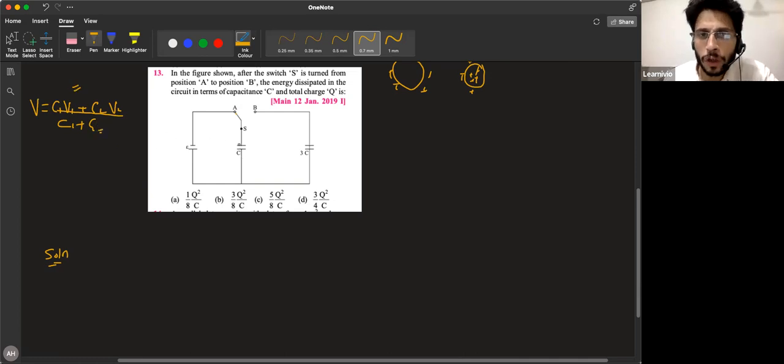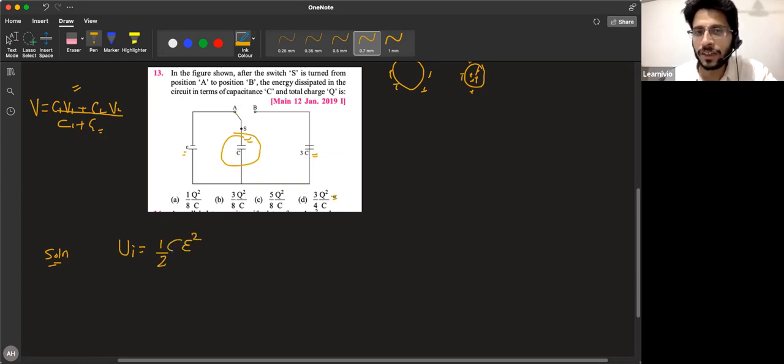See, first of all, this C is connected to the cell. This C is not connected to the cell. That means only this C will have some energy. The first capacitor will have energy. So the initial energy, since this is connected to a cell of EMF E, will be half C E square.